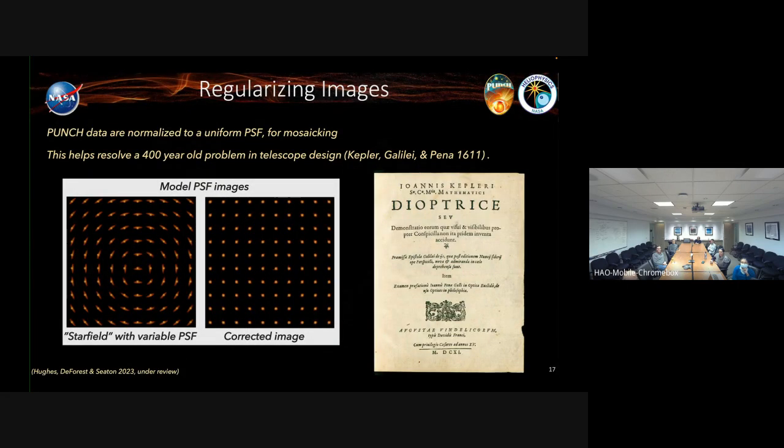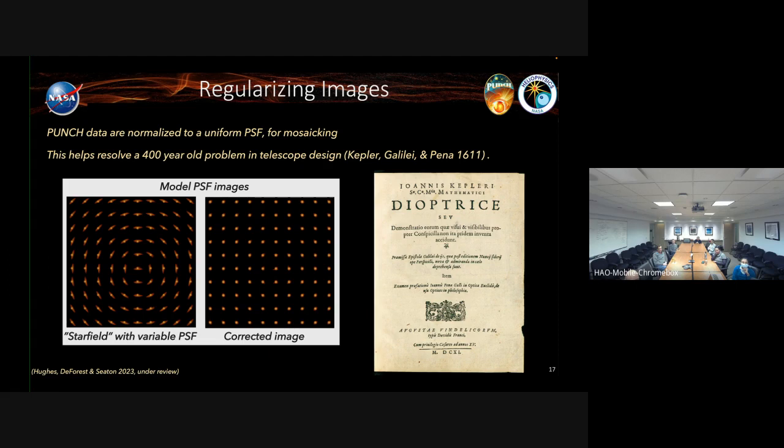Regularizing images. So we dove into this, and it turns out this has been a problem for some time. As you can see, this is the cover page for Dioptrice, which was published by Kepler, Galilei, and Peña in 1611. That was the first citation we could find of problems with coma in telescopes. And so we're trying to fix this problem that's been around since then.